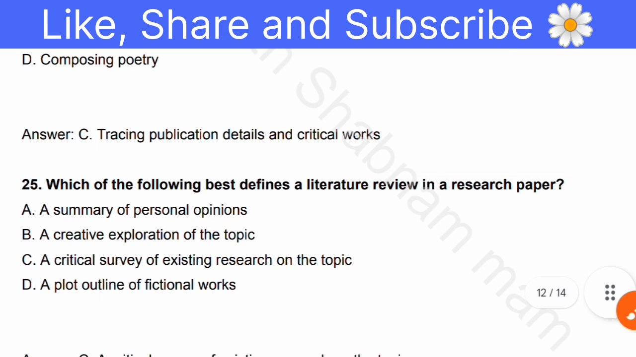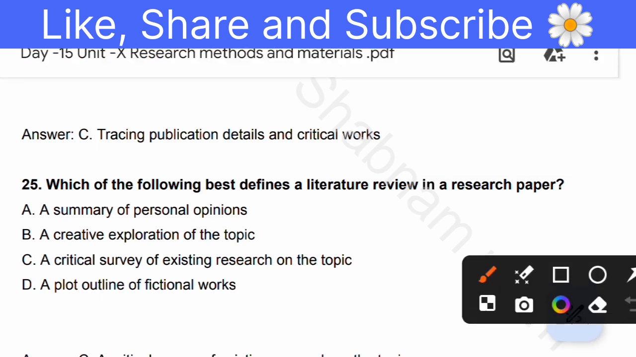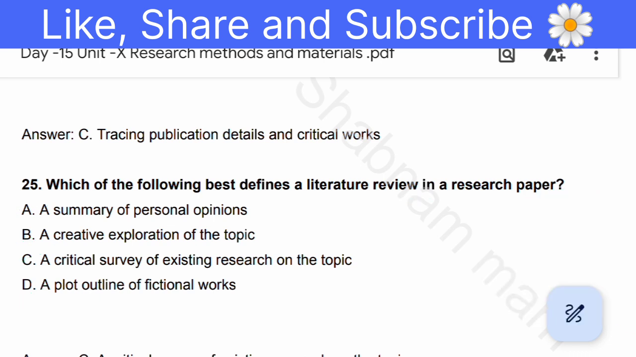Next question everybody. Which of the following best defines a literature review in a research paper? Option A, a summary of personal opinions. Option B, a creative exploration of the topic. Option C, a critical survey of existing research on the topic. And option D, a plot outline of fictional work. What do you have to find?